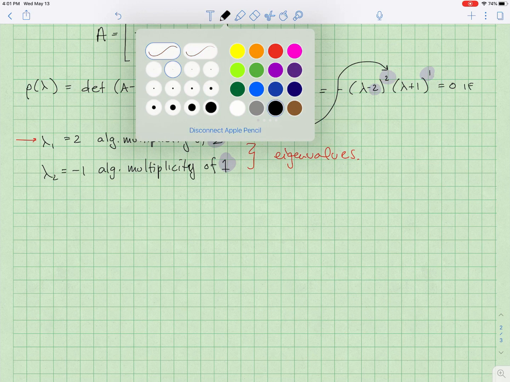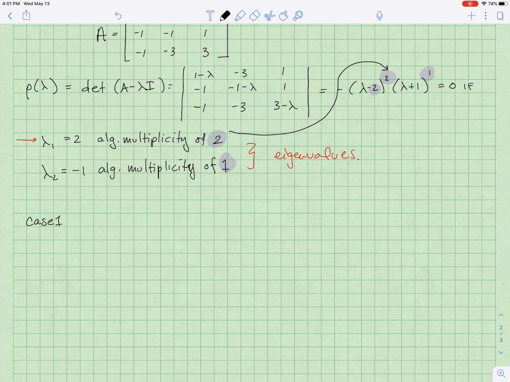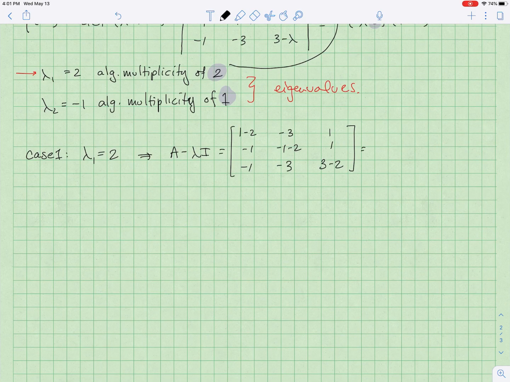finding our eigenvectors. In case 1 here, lambda 1 is equal to 2, and that means that A minus lambda I is equal to the matrix 1 minus 2, negative 3, 1, negative 1, negative 1 minus 2, 1, and negative 1, negative 3, 3 minus 2. That is equal to the matrix negative 1, negative 3, 1, negative 1, negative 3, 1, and negative 1, negative 3, 1.